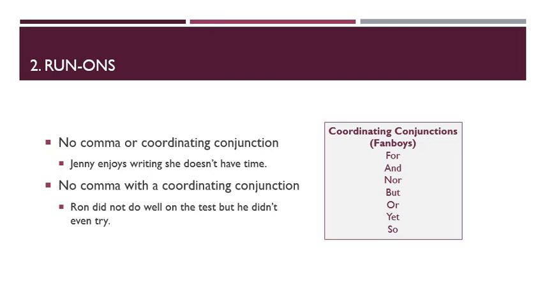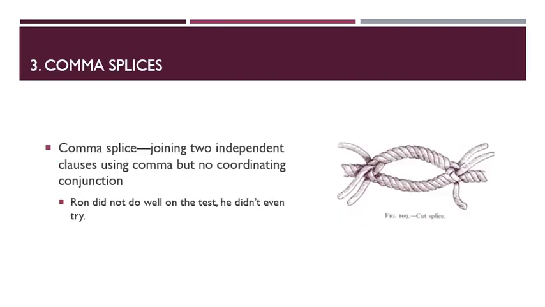Another kind of run-on is when the independent clauses are joined without a comma and with a coordinating conjunction, as in the sentence, "Ron did not do well on the test but he didn't even try." This sentence is incorrect because it does not have a comma before the coordinating conjunction. Coordinating conjunctions, for, and, nor, but, or, yet, and so, are often referred to as the FANBOYS. If a coordinating conjunction or a FANBOY is used to connect 2 independent clauses, a comma is required before the conjunction.